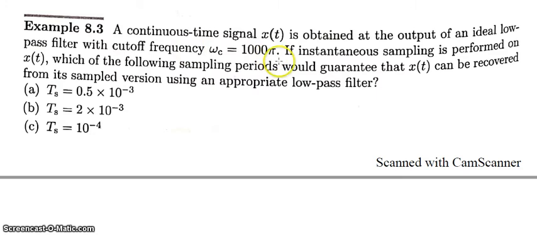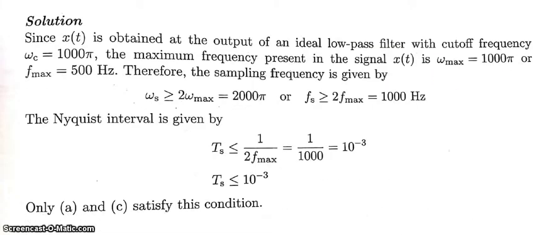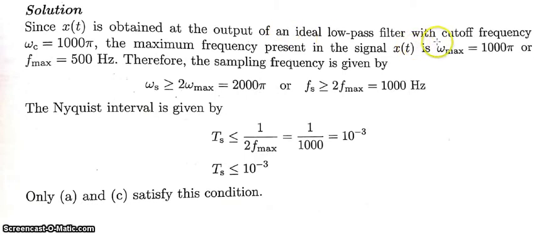as omega c equal to 1000 pi, and since x of t is obtained at the output of an ideal low pass filter with cutoff frequency omega c equal to 1000 pi, the maximum frequency present in the signal x of t is omega max equal to 1000 pi, or f max equal to 500 hertz. Therefore, the sampling frequency is given by omega s greater than or equal to 2 omega max, which is 2000 pi. Okay. Therefore, fs is greater than or equal to 2 f max, which is equal to 1000 hertz.